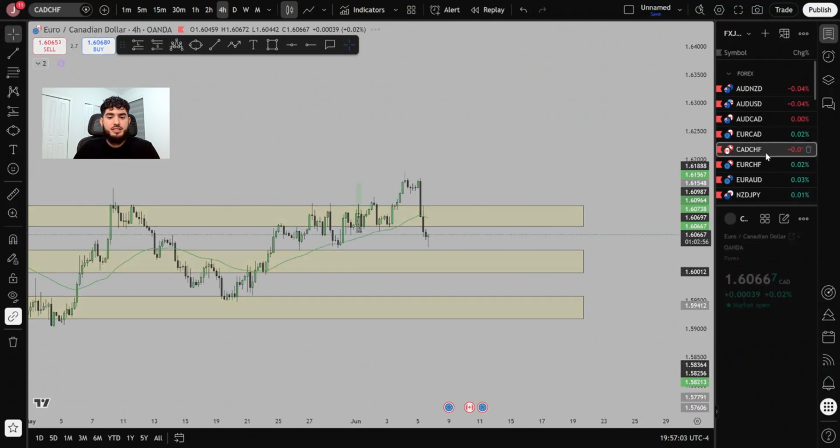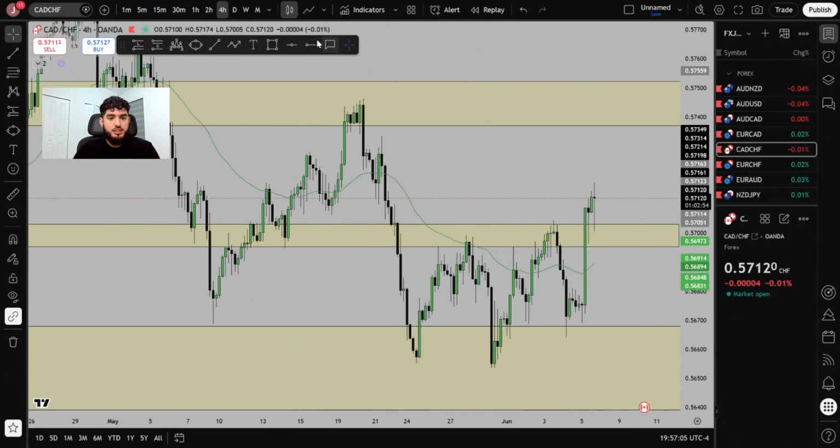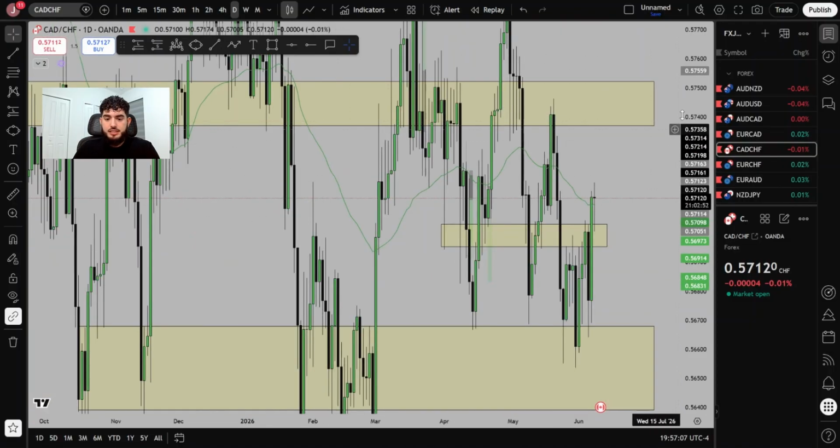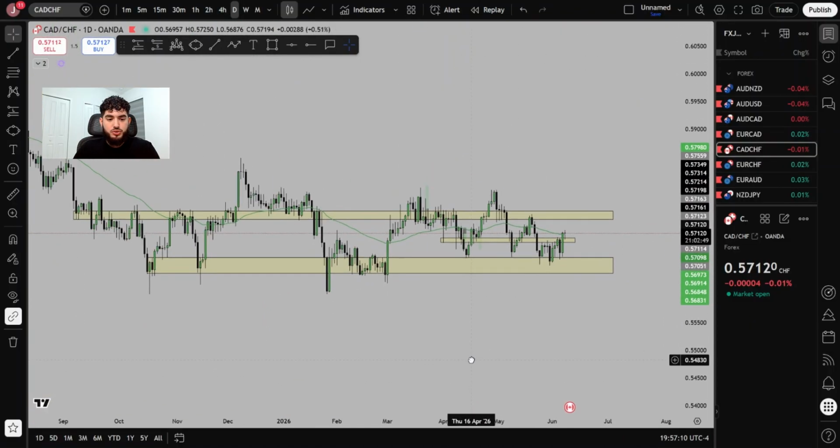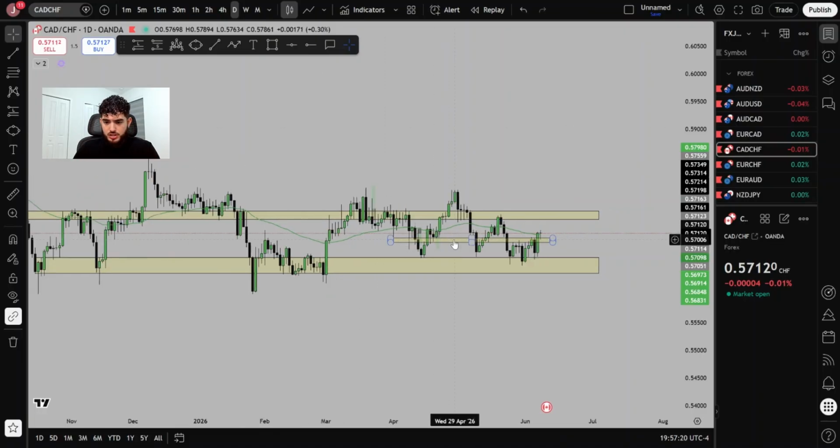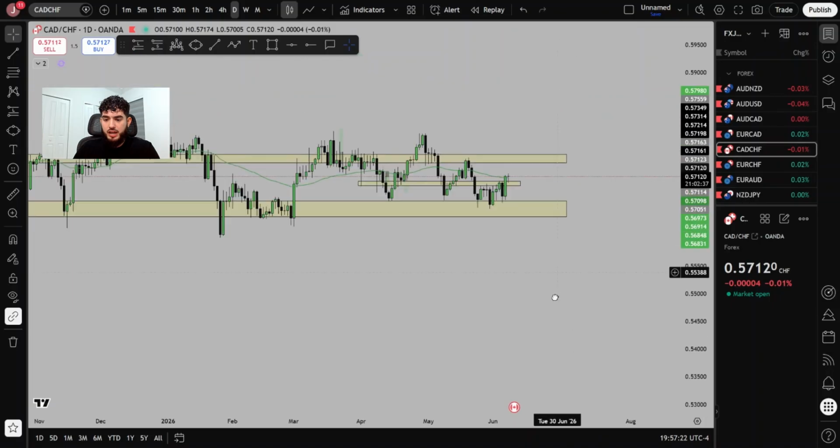Next up is CAD CHF. CAD CHF, let's go to the daily time frame. Daily time frame had a beautiful, beautiful support level last week get rejected, and now it's doing a little inverted head and shoulders. And that little inverted head and shoulders is cooking up very nicely for us to be looking for a long.